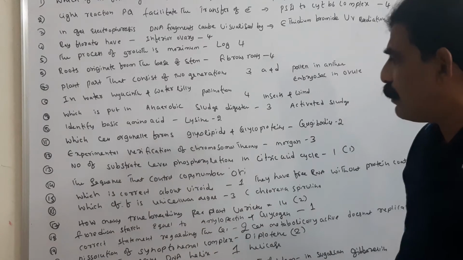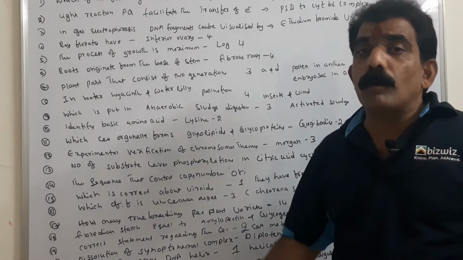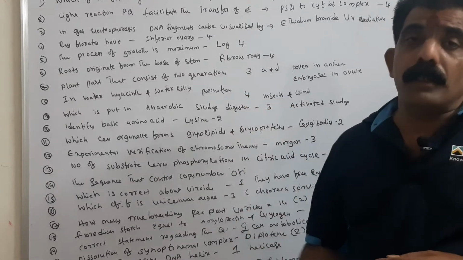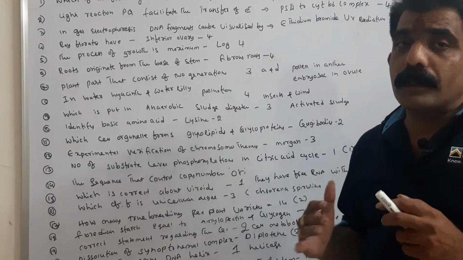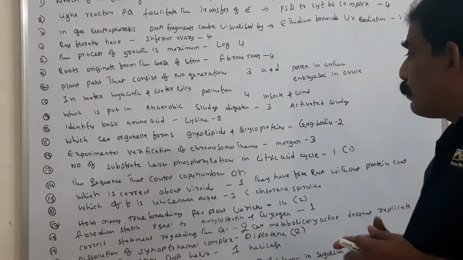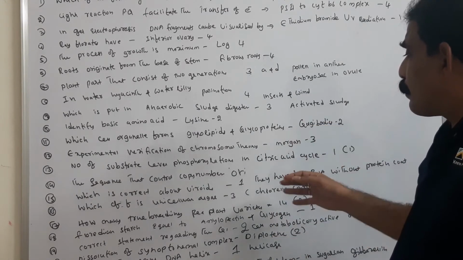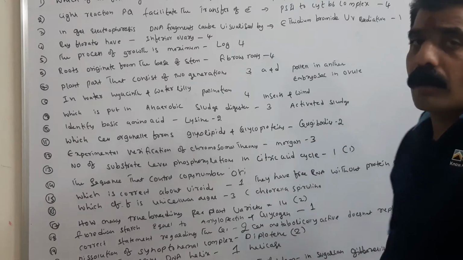Next, experimental verification of the chromosomal theory. The chromosomal theory was given by Sutton and Boveri. Experimental verification of the chromosomal theory was carried out by Morgan, using Drosophila melanogaster. So Morgan is the right answer and the right option is third.